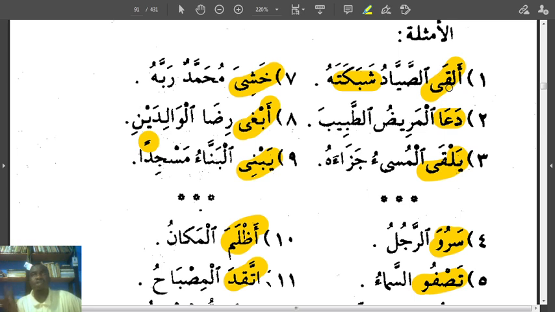Sometimes the president or any big person will come and give a speech, and you hear ألقى الرئيس كلمة في المؤتمر. The president gave a speech in the conference. ألقى الرئيس كلمة في المؤتمر. The president gave a speech in the conference. So take note of the difference.